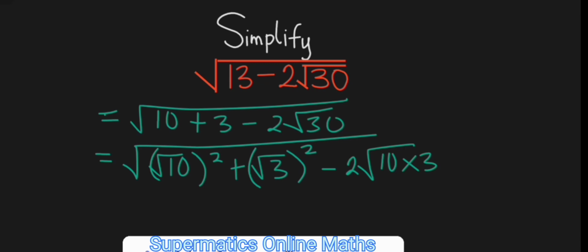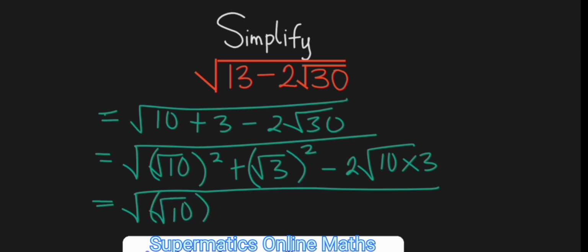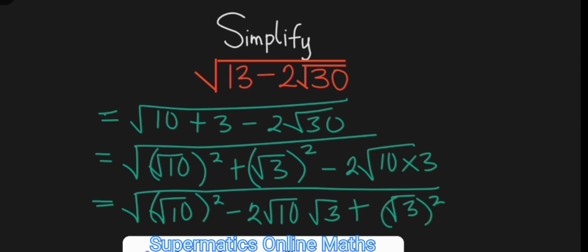We are going to rearrange this to give us the square root of root 10 squared. Then we bring the last term into the middle and write it as minus 2 root 10 times root 3 plus root 3 all squared. The middle term is expressed as root 10 times root 3 because the square root of the product AB is the same thing as the square root of A times the square root of B.